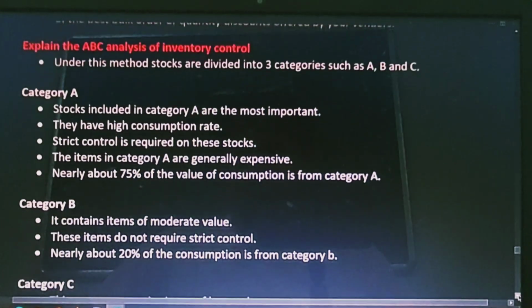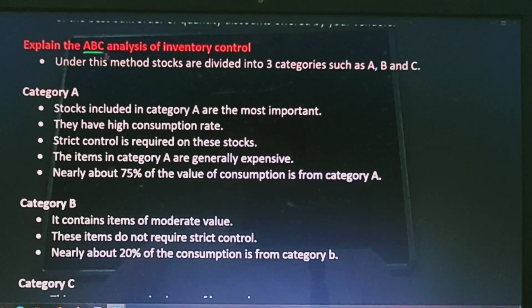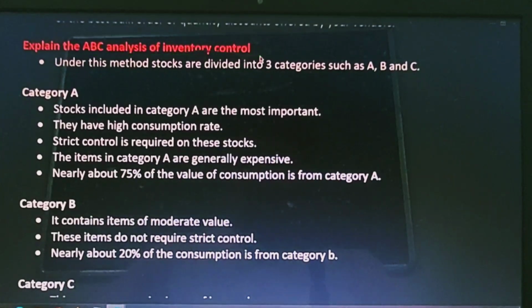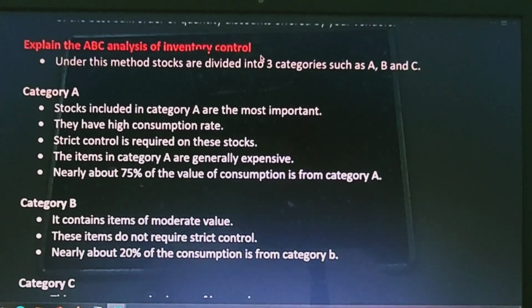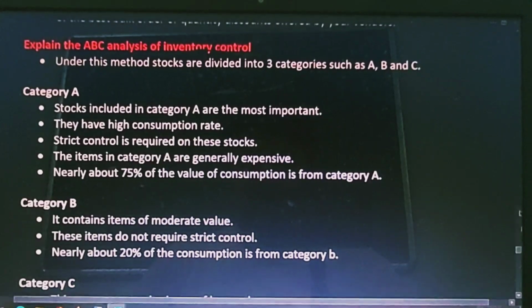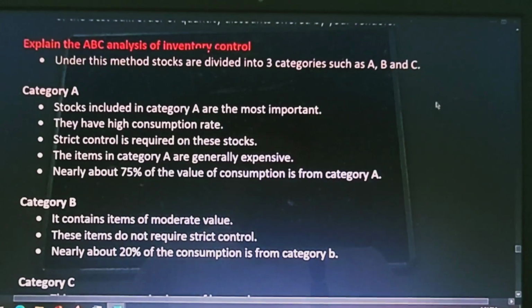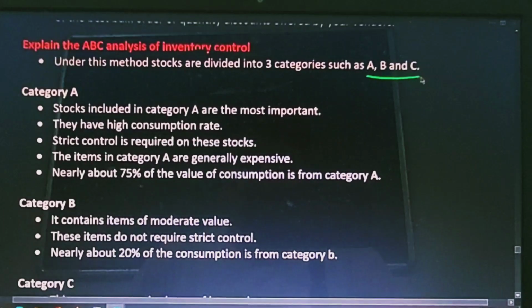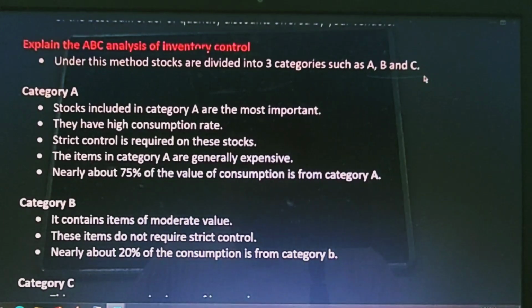The next one is ABC analysis of inventory control. Again, जैसे EOQ है वैसा ही ABC analysis है of inventory control. And basically according to this technique, the stocks are divided into three types, category A, B, C.